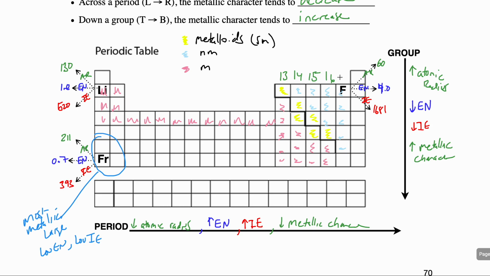Where top right, we have our least metallic, so we have smaller atoms, high electronegativity, so they pull really hard on electrons in a bond, and they have high ionization energies, very hard to remove their electrons. Using these ideas, answer the questions on page 71.